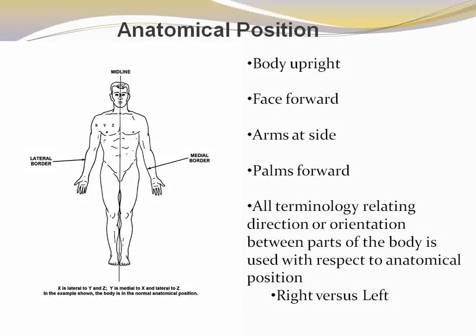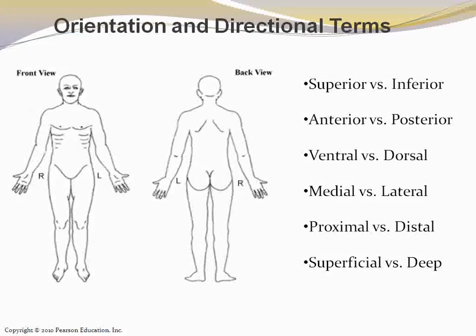Okay. All terminology relating direction or orientation between parts of the body is always going to be used with respect to anatomical position. Again, that includes right and left. So when we're looking at this person here in the diagram, this is that person's left hand. This is his right hand. Okay, this is the left side of the body. This is the left leg. This is the right leg. It's not what we're looking at as the left and the right in the diagram. So you need to keep that in mind as well. If you're looking on the inside of the chest cavity here, the left lung would be over here. The right lung would be over there. So it's always in reference to the person that you're studying.